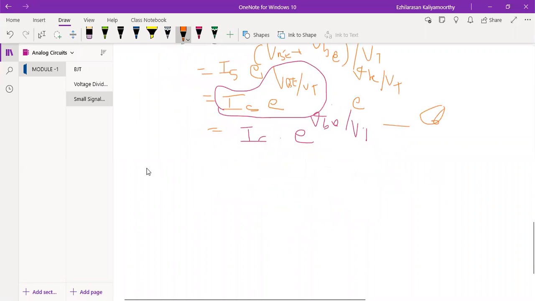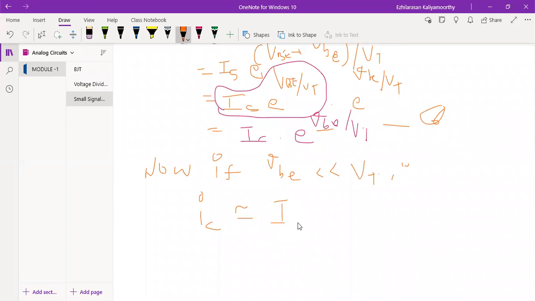So now what you will do? If vbe, this vbe, is very, very much less than VT, meaning this signal vbe is very, very much less than your thermal voltage, then we may approximate this expression as follows. IC is approximately equal to IC into (1 plus vbe by VT).